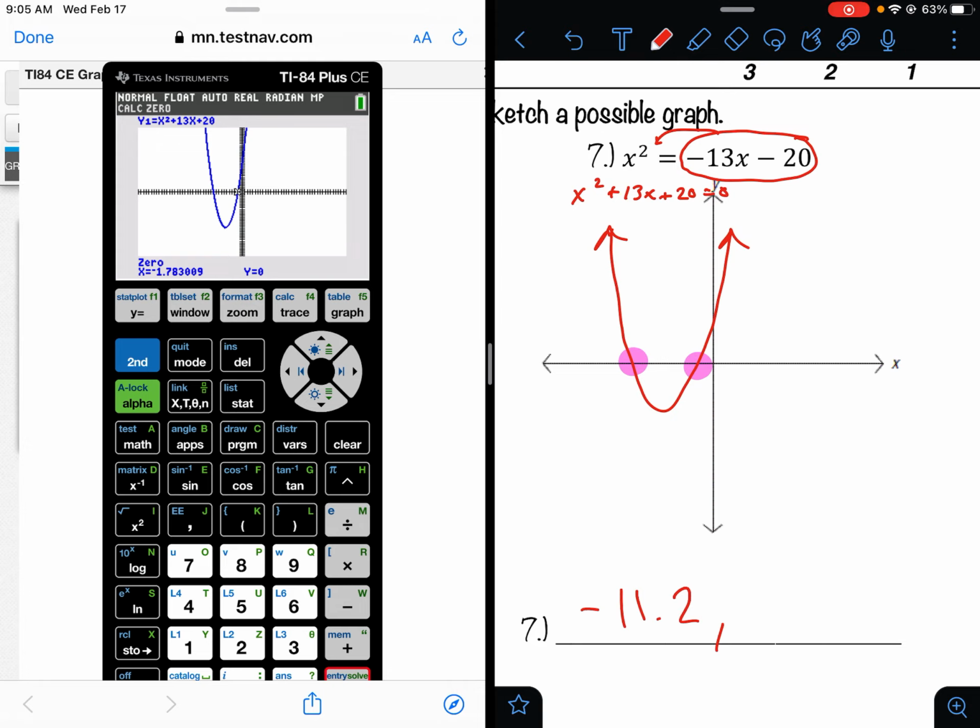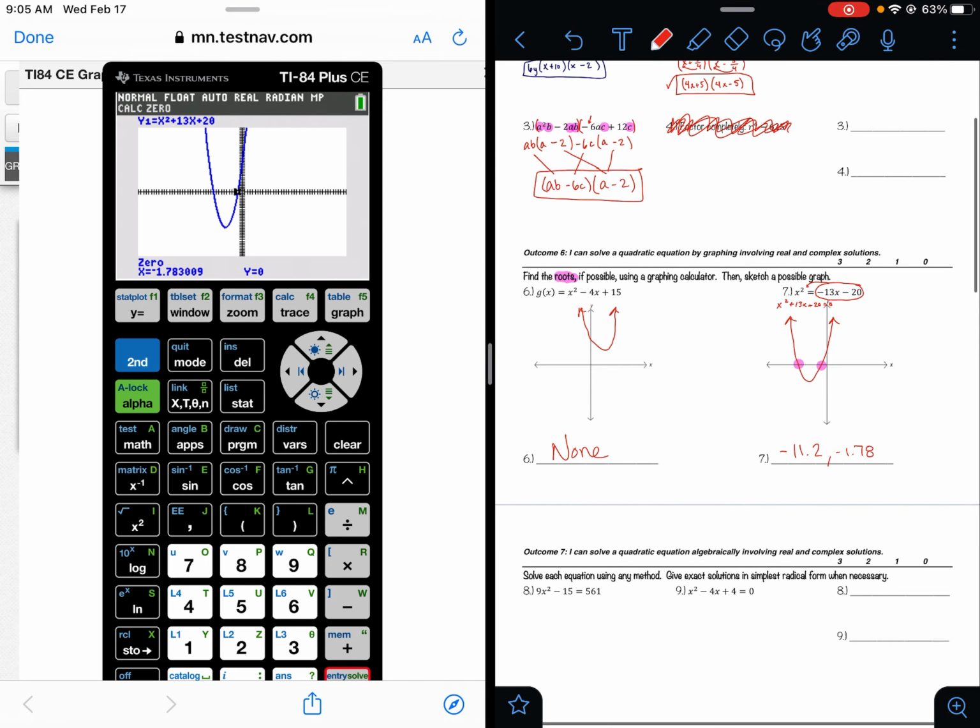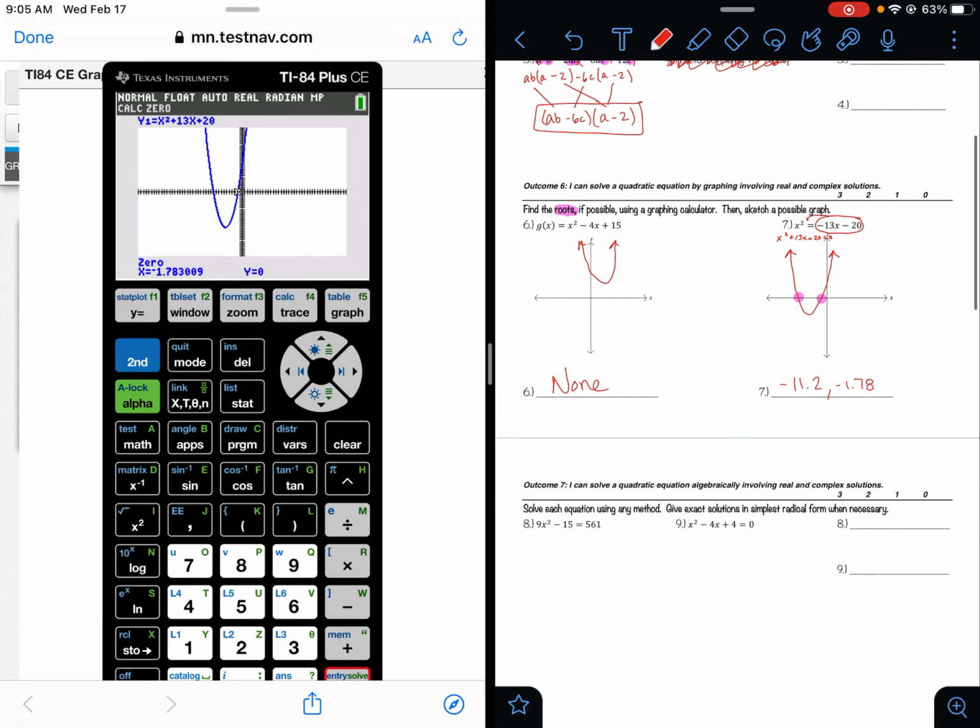And you'll see that the other x-intercept is negative 1.78. Whatever, or 1.8, negative 1.8. However you want to round, it's fine. And that's how we find the x-intercepts. And that is all you need to do for outcome 6. No vertex, no y-intercept, just roots, or just x-intercepts.